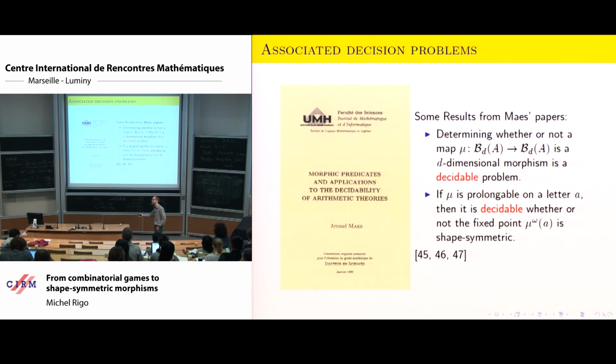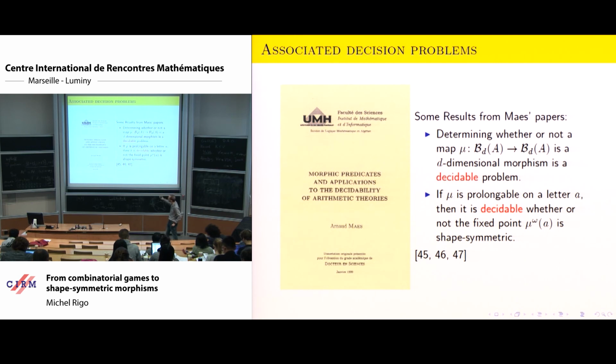So you have an algorithm, you give me the map, and it outputs yes or no. It can be extended to a morphism or not. So you can do it. And in the same way, you can also decide, if you give me a morphism, you check it with the first algorithm, you give me a morphism that is producing some fixed point, and you ask me, does this fixed point, so is this image, have shape symmetry or not? And then you have another algorithm to tell me yes or no.